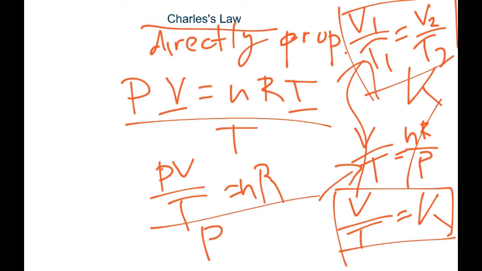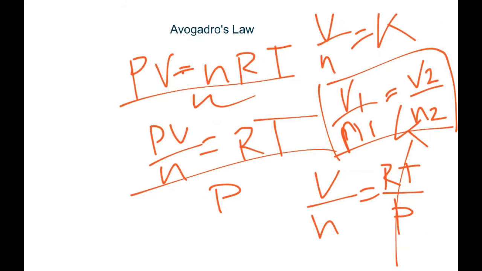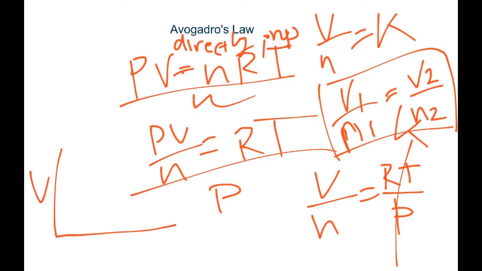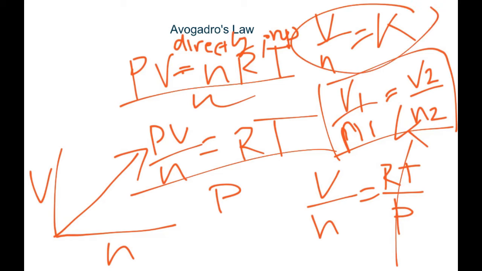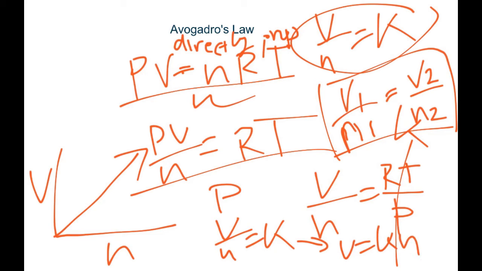And since this looks just like this, and we said that Charles's law is directly proportional, then Avogadro's law is also directly proportional. And if you draw the graph, you would see that the volume is directly proportional to the number of moles, which is indicated by a line. And if you wanted to prove this, I would just use this. So V over n is equal to K, and multiply both sides by n, we get V equals Kn, and this looks just like y equals mx, and that's the equation for a line that goes through the origin. So we found the relationship between volume and moles by using the ideal gas law.